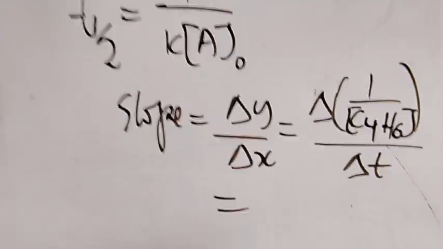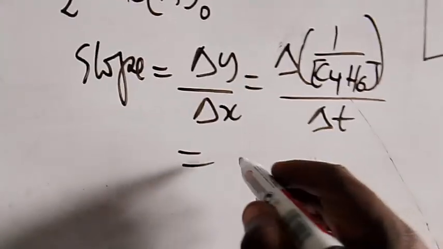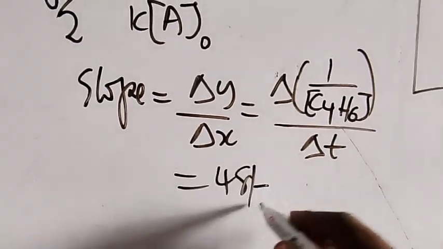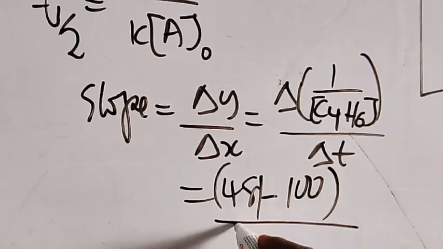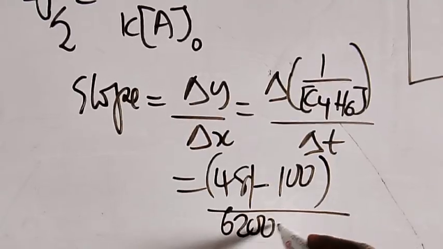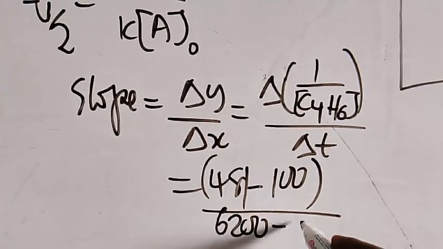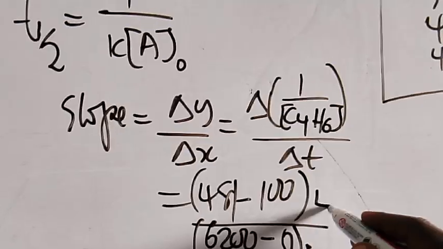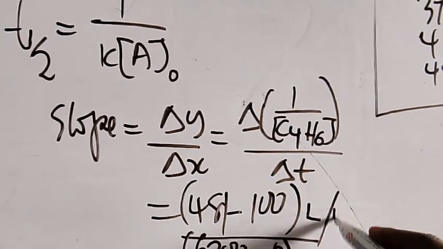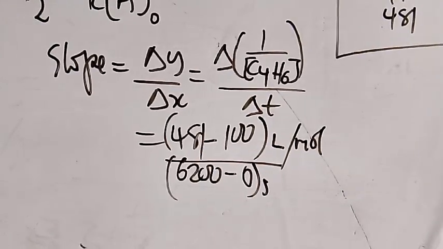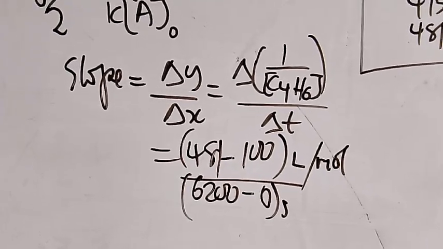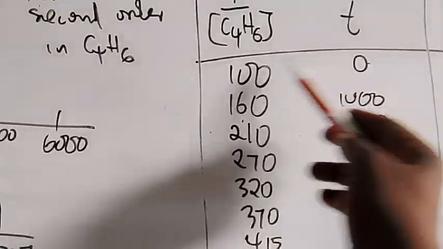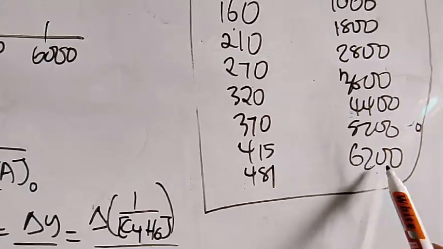Okay, so which will give us 481 minus 100 over 6,200 minus 0 seconds. So this one is liter per mole, since it is the inverse of concentration. Okay, then now you can see the points that we have picked: 0, 100, 6,200, and this one.